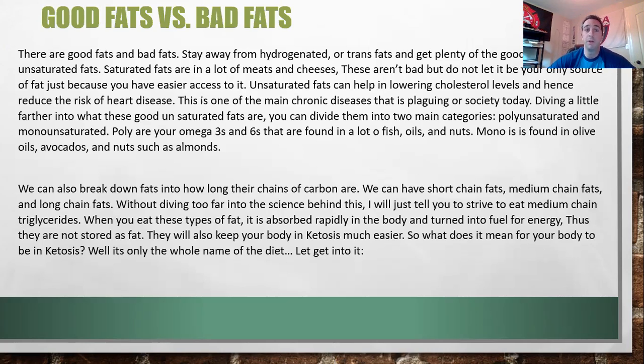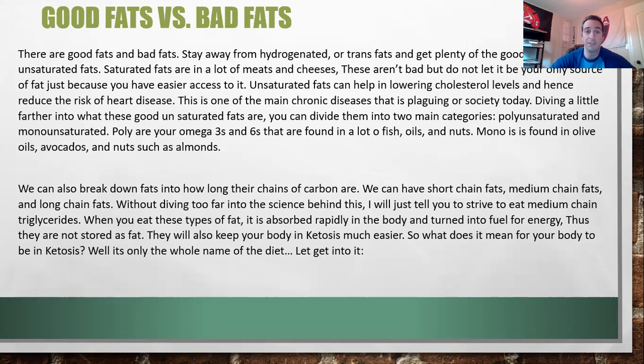Diving a little farther into what these good unsaturated fats are, you can divide them into two main categories. It's polyunsaturated fats and monounsaturated fats. Poly is your omega-3s and your omega-6s. You want to get more omega-3s than your omega-6s. And monounsaturated fats are typically what's going to be the mainstay of your diet while you're on keto. All right, these are things like your olive oils, your avocados, a lot of nuts, such as your almonds. Very good high-fat intake with those.